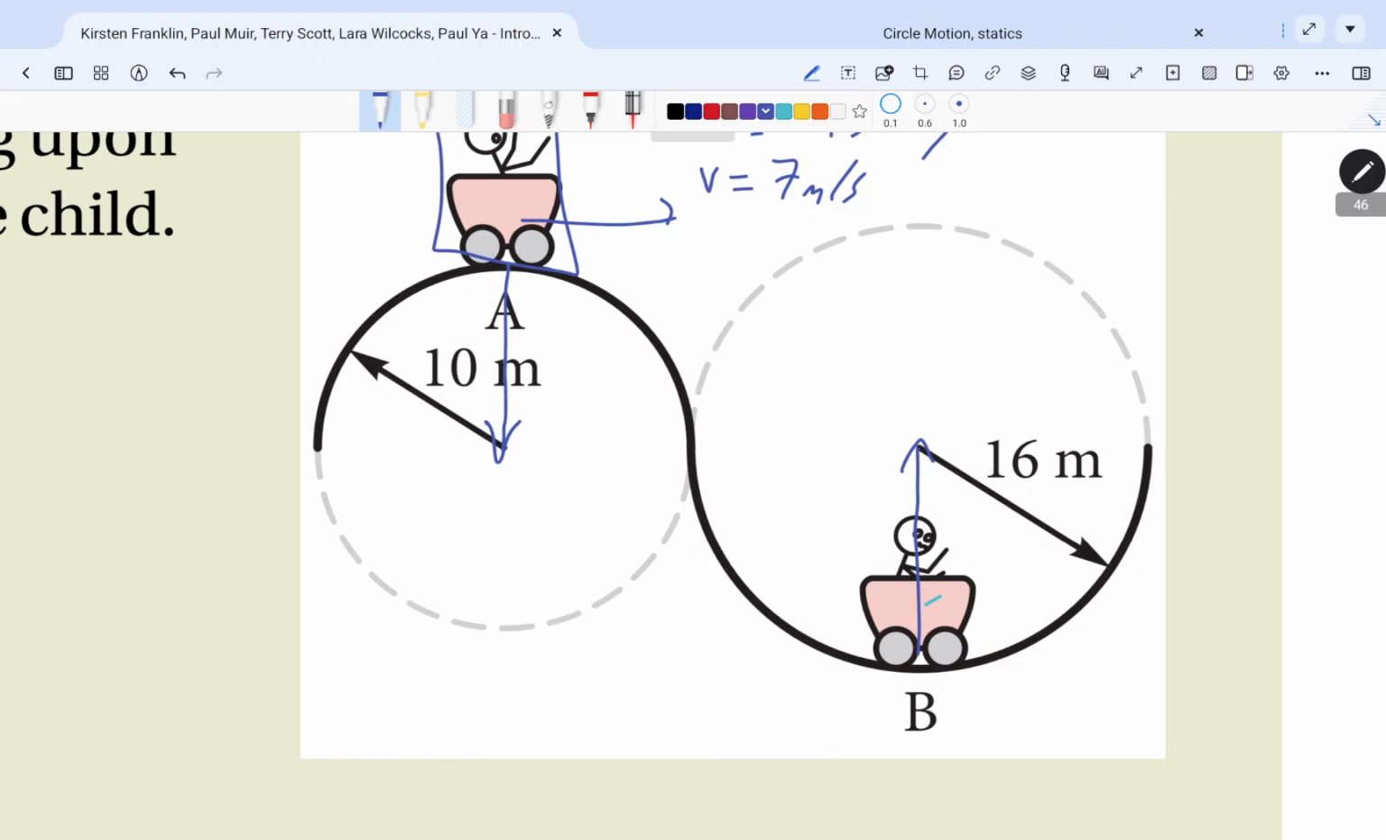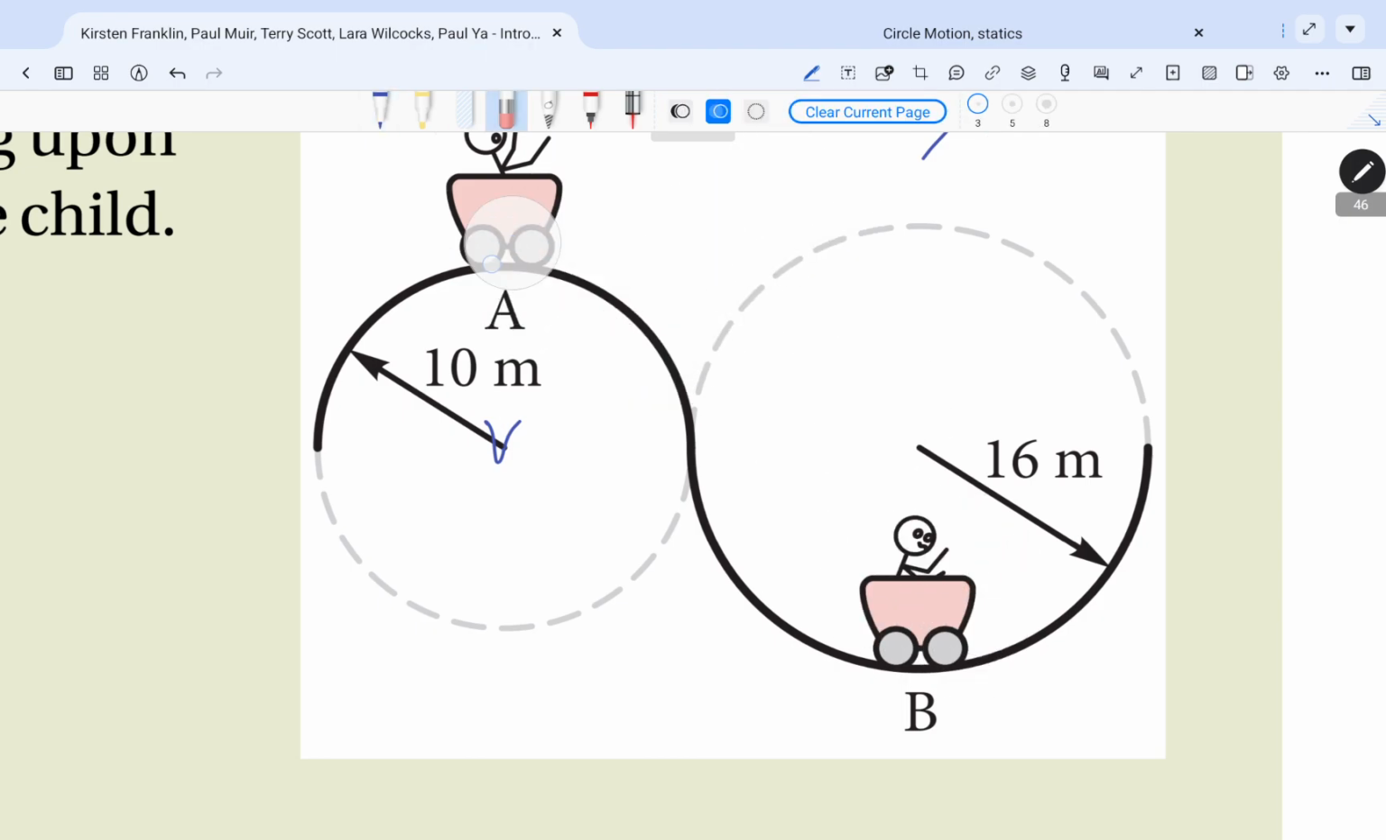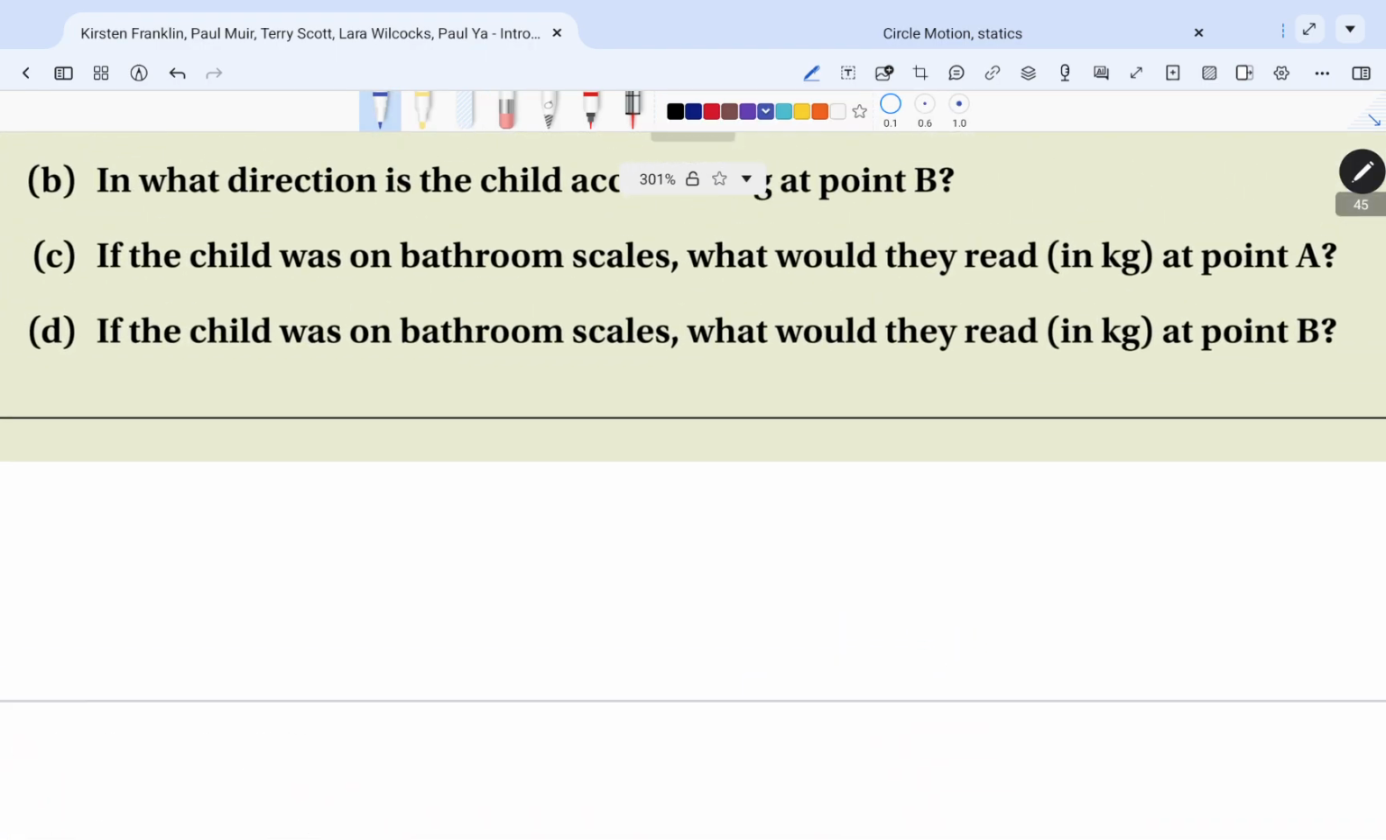I guess, how does that make sense though, right? What's the acceleration that's pointing him up? Maybe it's like the force of the track. The acceleration of the track, maybe? I don't know. We just know it's pointing towards the center of the circle. Okay, what's the next part?